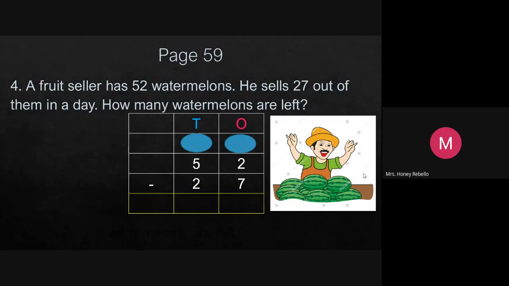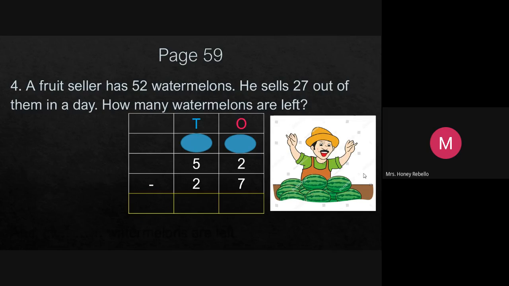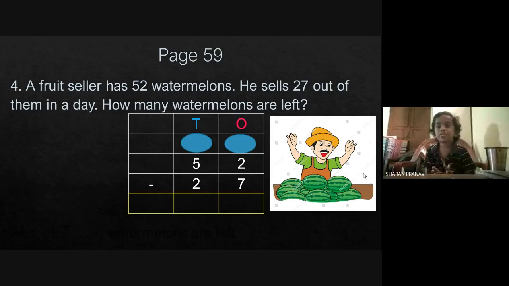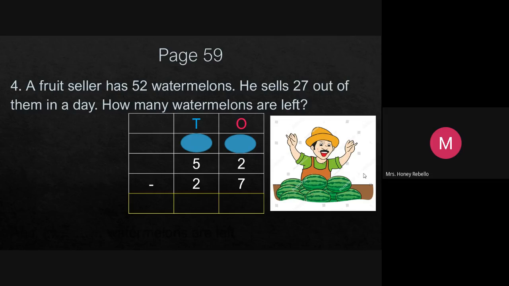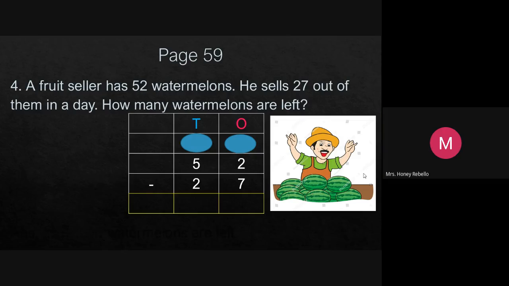Good. Sharon, please read this sum, number 4 from the screen. A fruit seller, read fast, we don't have time. A fruit seller has 52 watermelons. He sells 27 out of them in a day. How many watermelons are left? Very good.